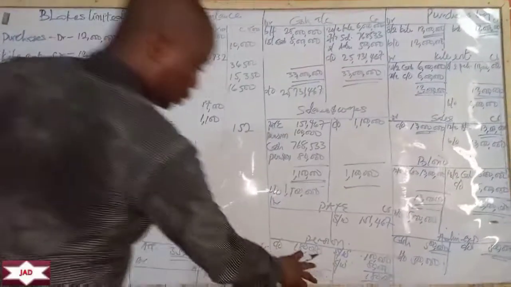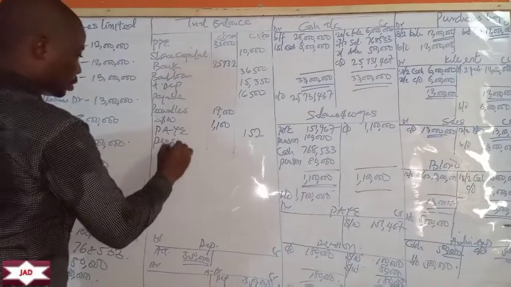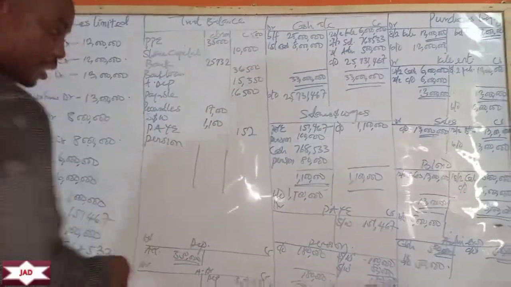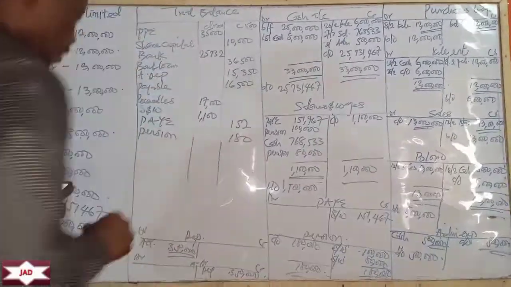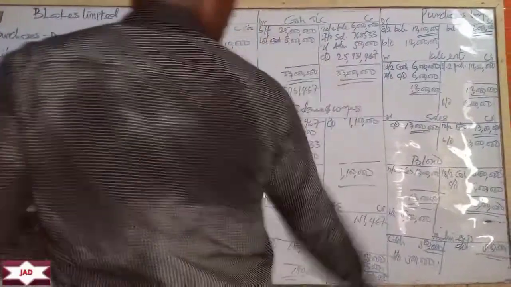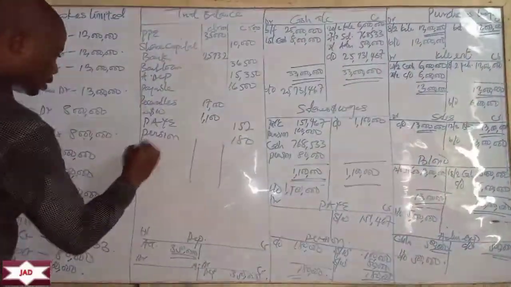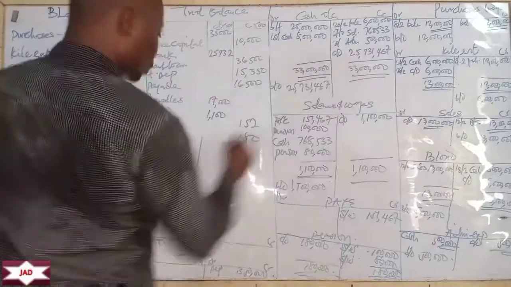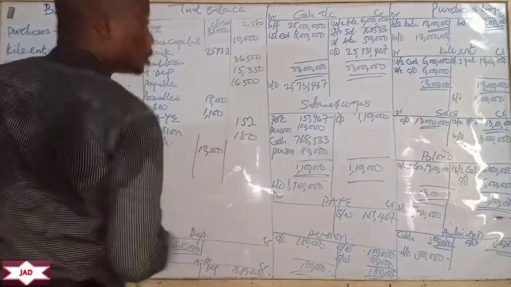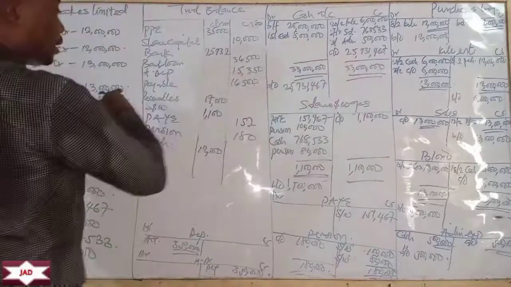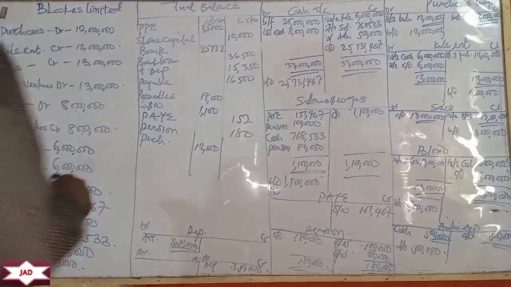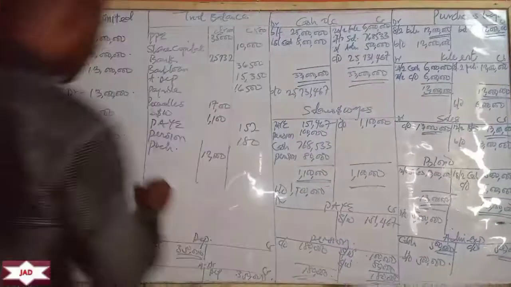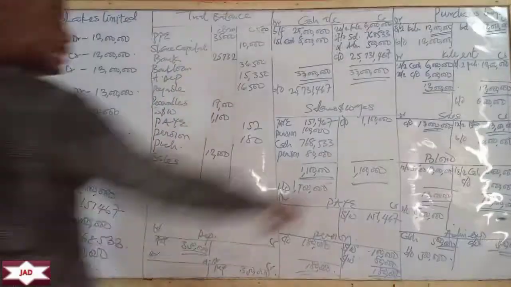Okay? Pension. What's the pension there? Pension here is 180,000. Okay? What else? Purchases. That's a debit there. 12 million. Car, we don't need car. Car is part of payables here. And then we have sales. What are sales here? 13 million.